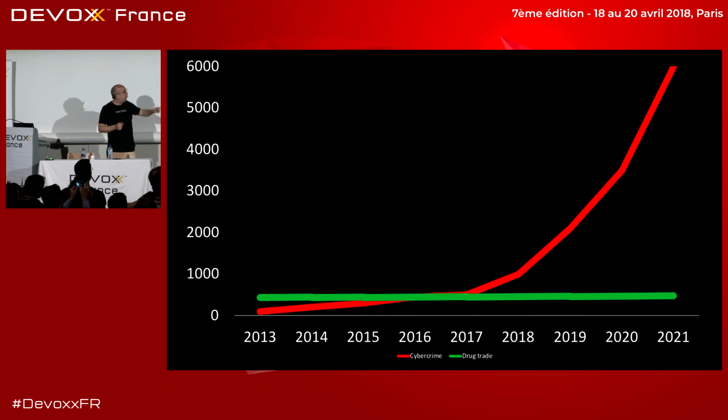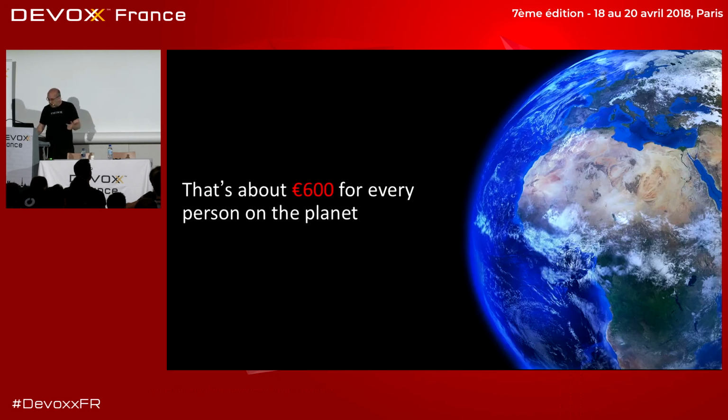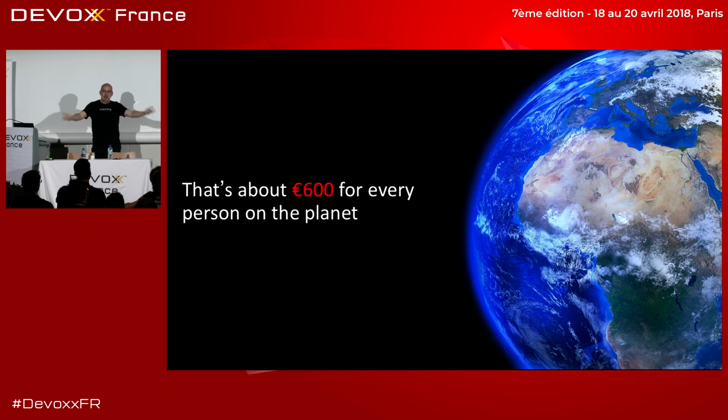The drug trade is static-ish, right? That's about 1 or 2% of the world's national product, that green line. Think what that red one is, right? If you do the maths and work out how many people are on the planet, 600 euros each. That's how much they're going to take from you every year, for everybody in this room, everybody on the planet. That's how much it's worth.